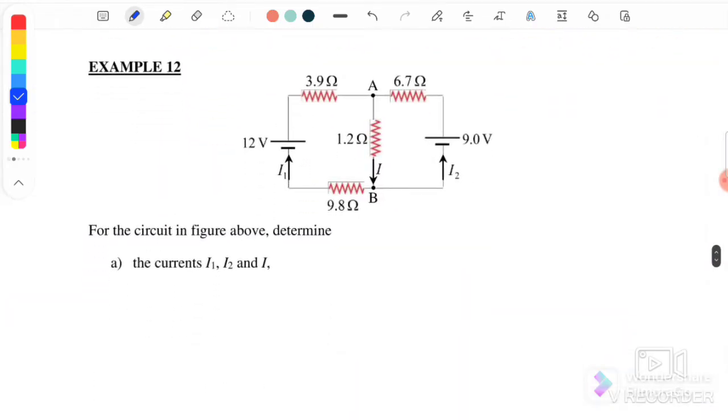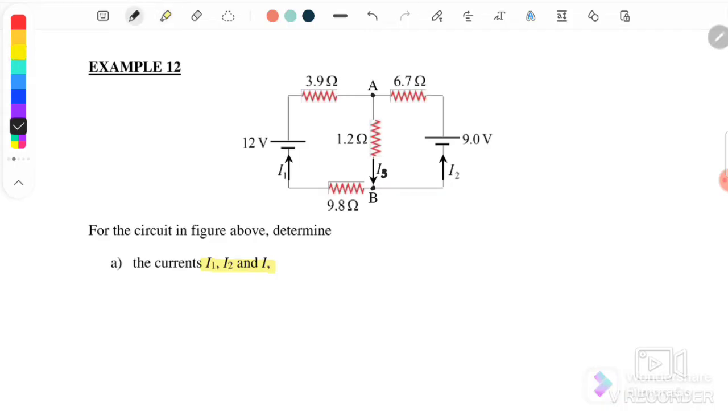In example 12, we have two loops. This one is a little bit complicated. The question asks us to determine the values of I1, I2, and also I3. Let's say this is I3. Here we have two junctions, junction A and junction B.